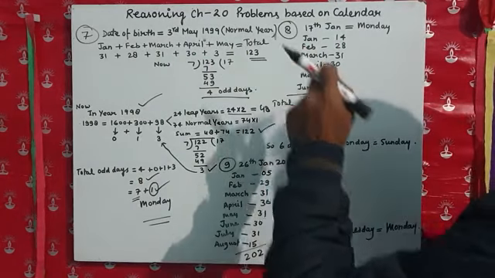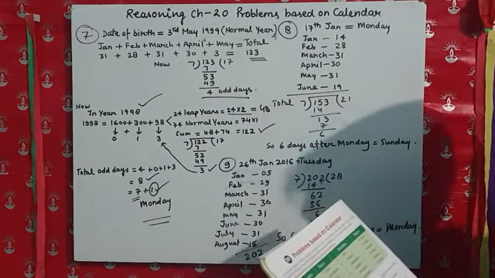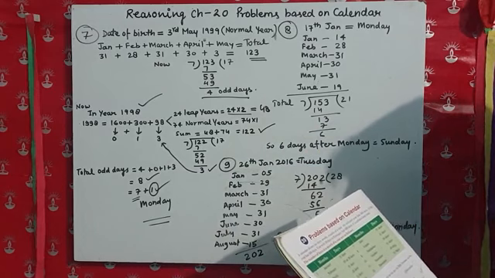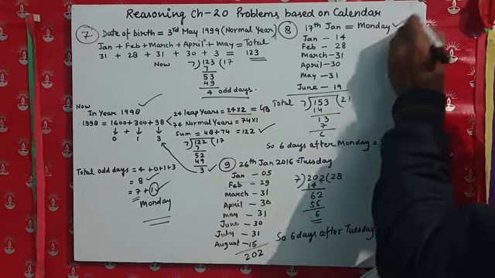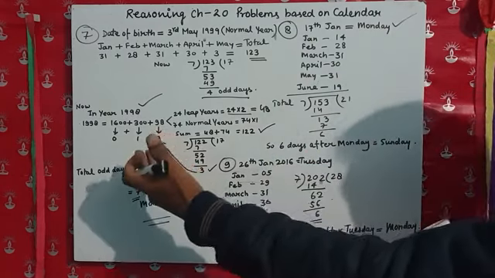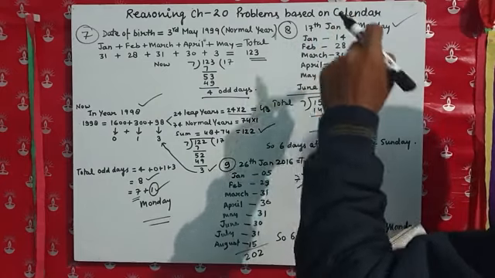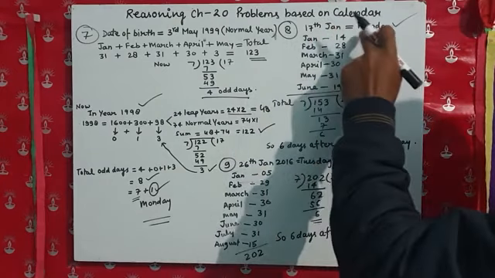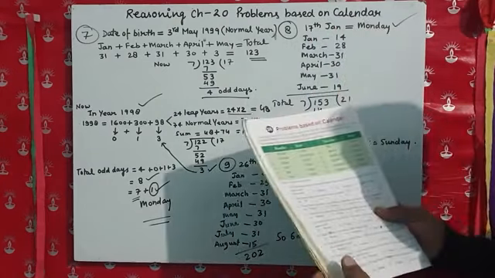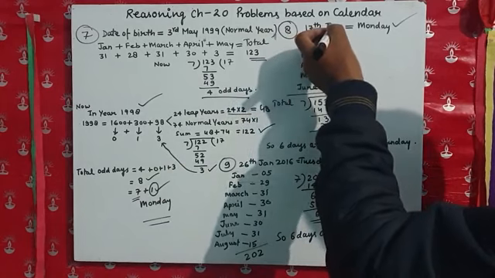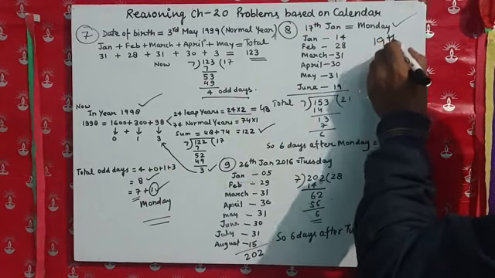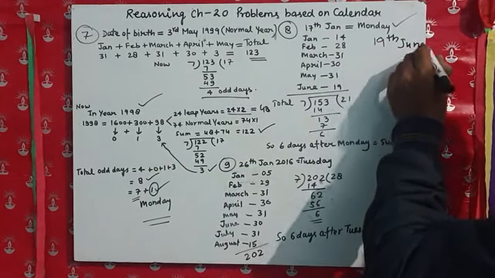In question number 8, it is given that if the 17th January of a year was Monday, so here the day is already given. So we are not going to use this pattern. We are going to count the number of days. 17th Jan, Monday. And the question is asking what will be the day on 19th June. So we have to count the days from 17th Jan to 19th June of the same year.